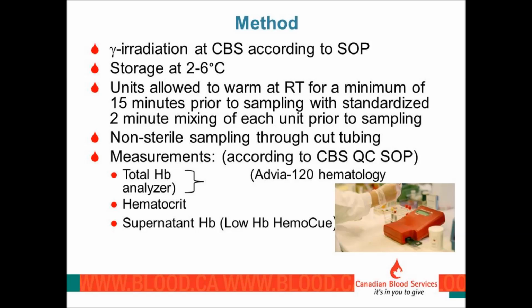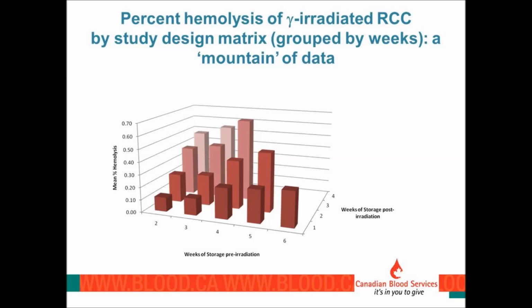We did non-sterile sampling through cut tubing, and we measured the total hemoglobin, hematocrit, and the supernatant hemoglobin with a low hemoglobin HemoQ. So this is giving the percent.